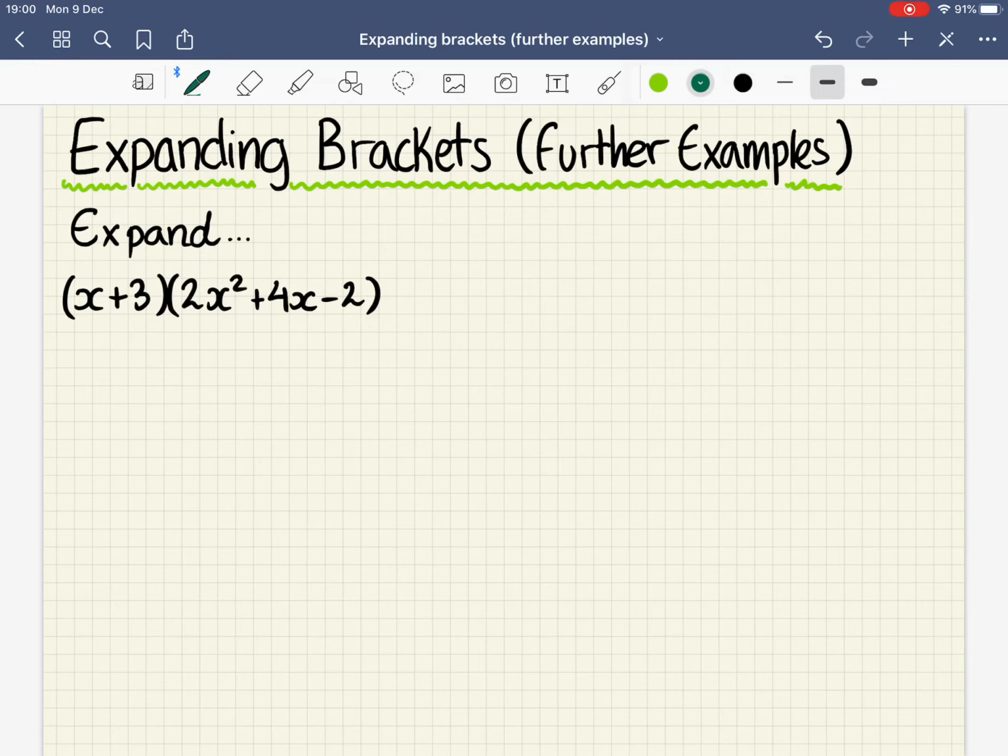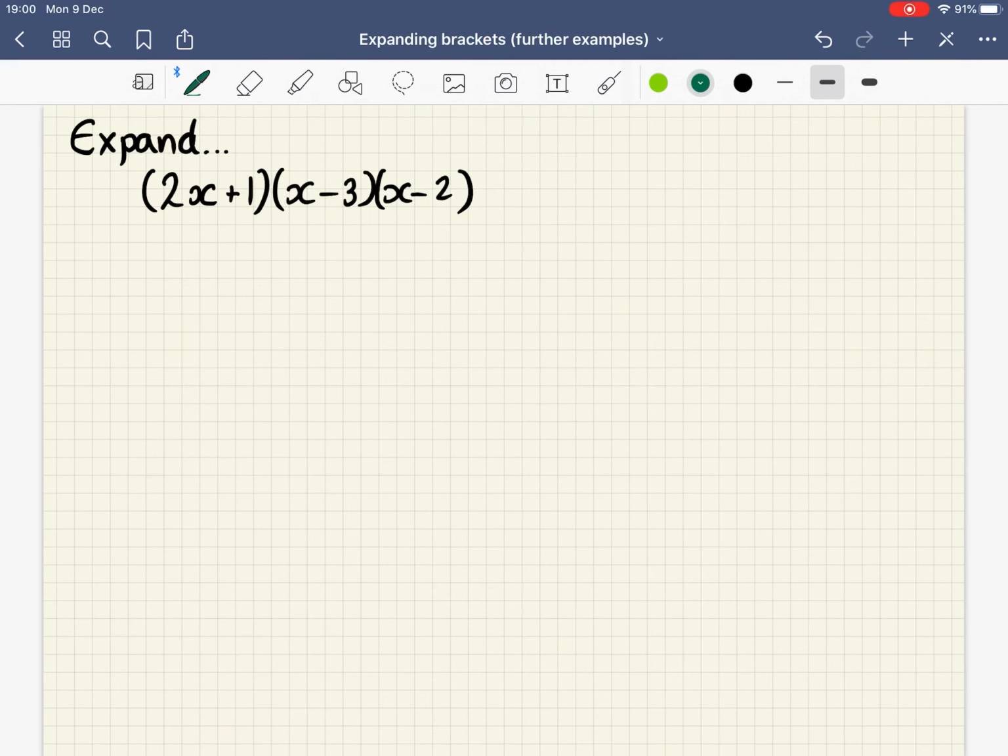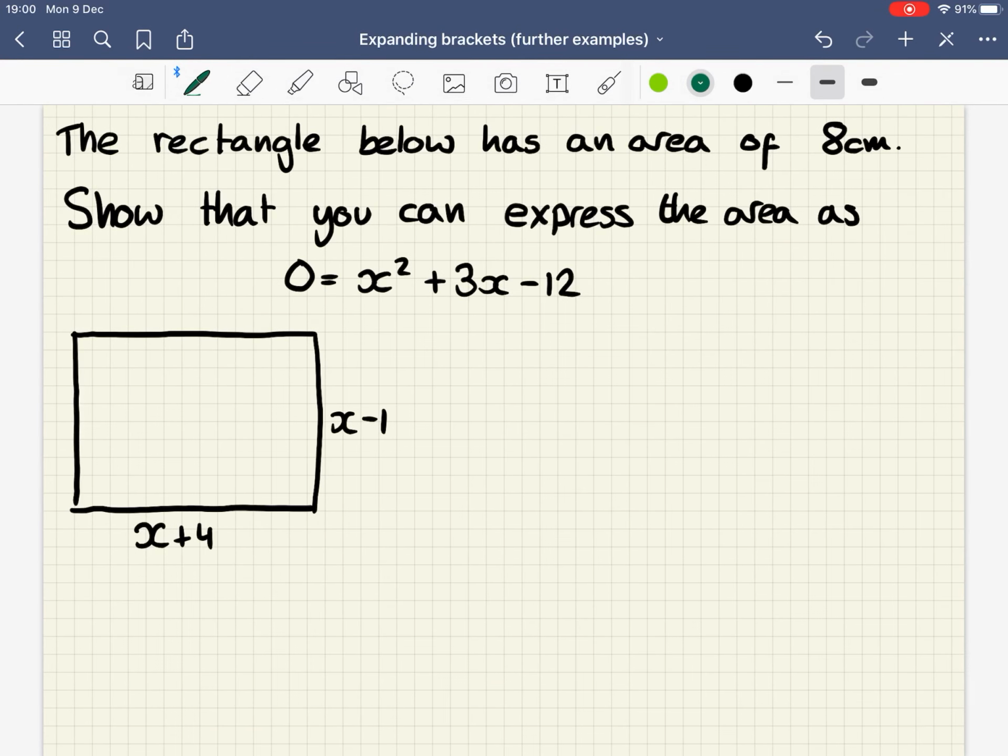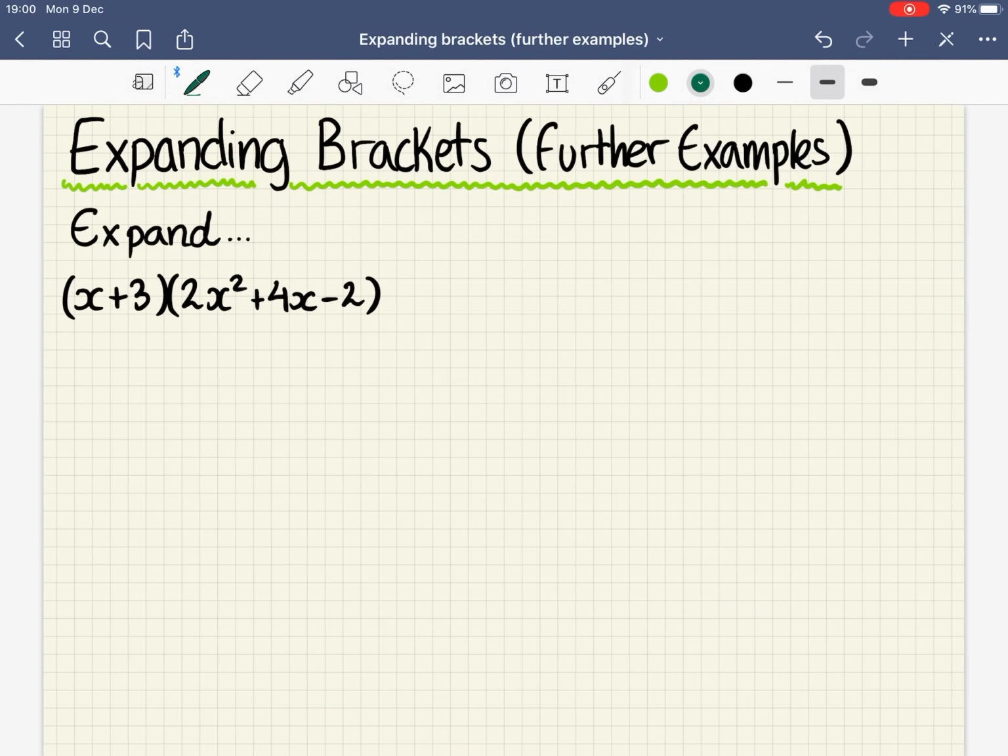Okay, so here's some more examples on expanding brackets. So we've got a mixture. We've got one here where we have more than two coefficients within a bracket. We're going to have triple brackets. We're going to have ones where we've got two sets of double brackets and we have to simplify it. And we also have one as an area, so putting it into a bit of context. So quite a few different ones we're going to be looking at in this one video.